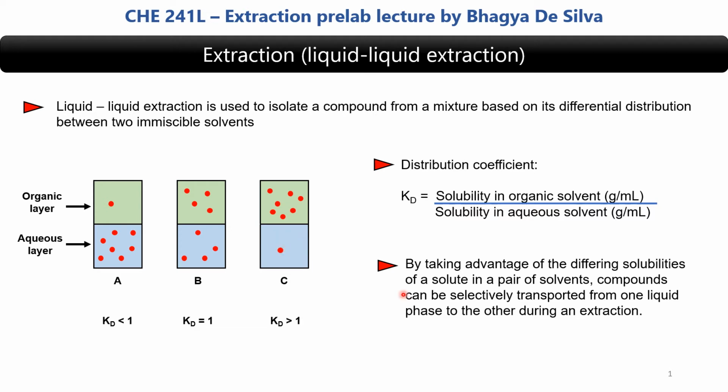So by taking advantage of these different solubilities of a solute in a pair of immiscible solvents, we can selectively transport compounds from one liquid phase to another during extraction, and use this to isolate compounds from a mixture of compounds.